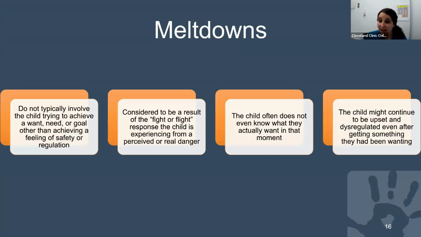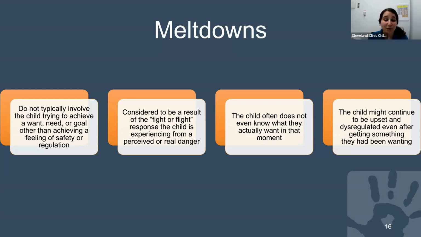For meltdowns, they don't often involve the child trying to achieve a goal, other than trying to feel more regulated or safe. A meltdown might not occur because the child's wanting a toy. Maybe it's because the environment's too busy. The store is really crowded and really loud, or there's a lot of lights, or they can't make up their mind on something. Meltdowns are considered to be the results of a kiddo going into fight or flight.